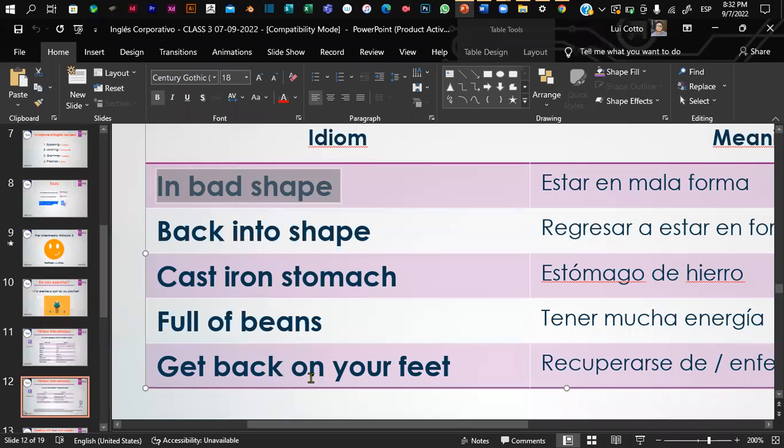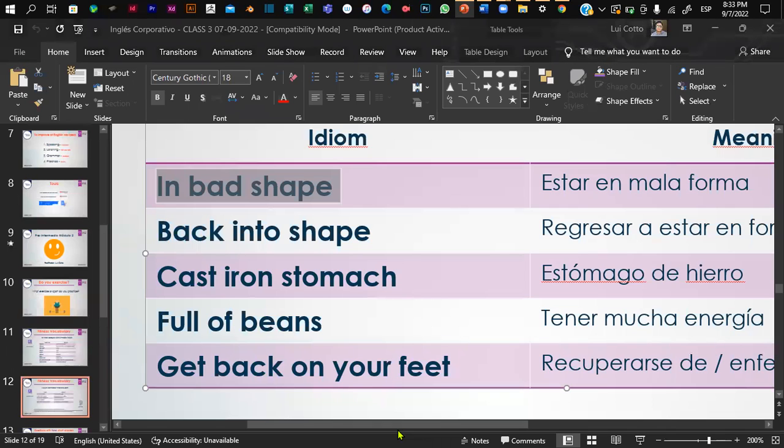Guys, just allow me one moment. I'm going to connect the computer because I don't have a battery. Just allow me one moment. I'm not going to take a lot of time. Just one moment. Okay.